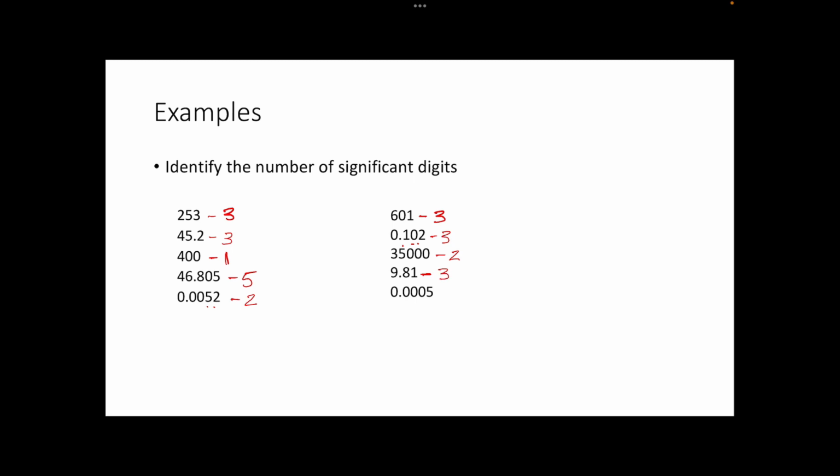And 0.0005. There are no trailing zeros here. If there were, they would be significant, but it's just this 5 here. So this actually has just 1. Okay, all right. So now we can identify the number of significant digits that we have.